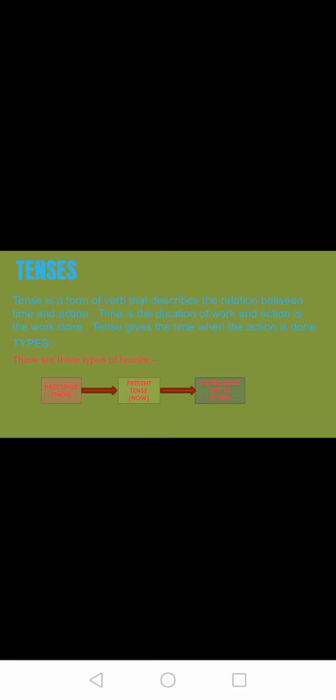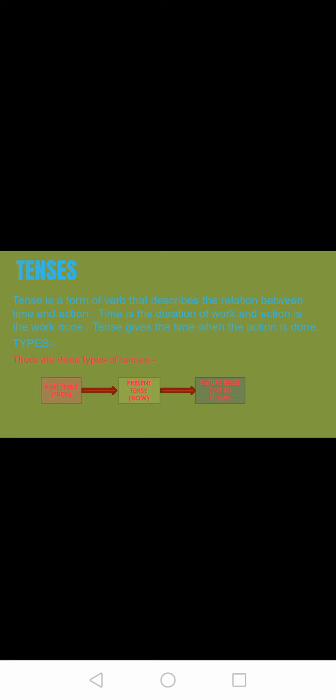Now, how time and action? Time is the duration of work and action is the work done. You all know it tells us about the time when you are doing the work, and how much time you needed for doing that work. That is the duration of work, time. Action is the work done. Whatever work you are doing, that is action. And how much time you need for that work, or at what time you are doing that work. That is tenses. So, tense gives the time when the action is done.